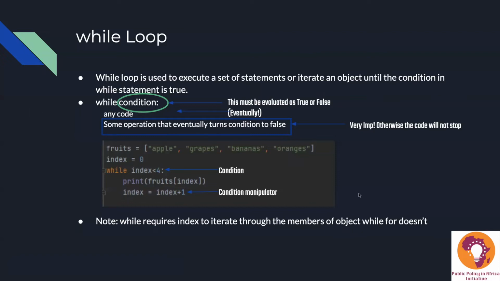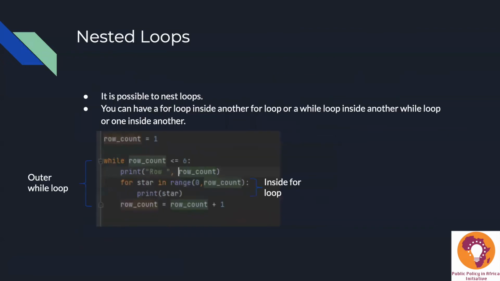All right, so nested loops. It is possible to nest loops. As mentioned at the beginning, it's just like nesting an if statement or a conditional. You can nest loops as well. You can have a for loop inside of another for loop, or a while loop inside of another while loop. Or in this particular case, we have a for loop inside of a while loop. You could also have a while loop inside of a for loop. You can nest them however you want, and they can nest basically indefinitely.